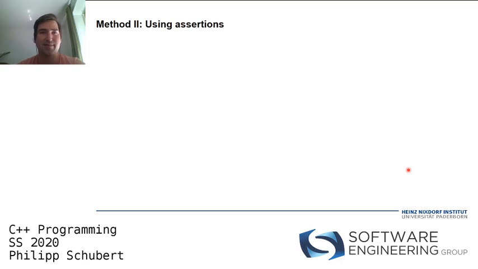Now let's talk about method 2. So first is error handling by using return codes. That's, I guess, pretty obvious. Method 2 is using assertions. So you can also use assertions in your program, in your software that you're writing.